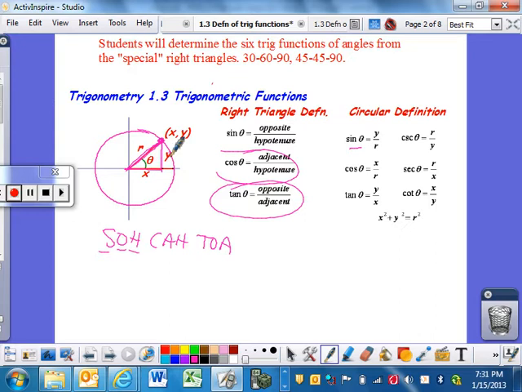Sine is going to be the opposite, or the y value, over the r, or the radius, because it's opposite over the hypotenuse, which is the radius. Cosine is going to be x over r. It's the adjacent over the radius, or the hypotenuse. And then tangent is going to be y over x. In due time, we're going to end up saying that's sine over cosine. But tangent is the opposite over the adjacent, so y over the x value.